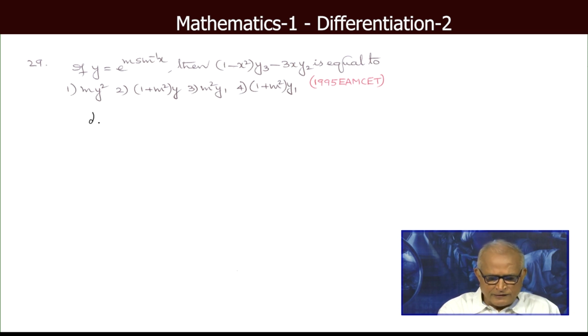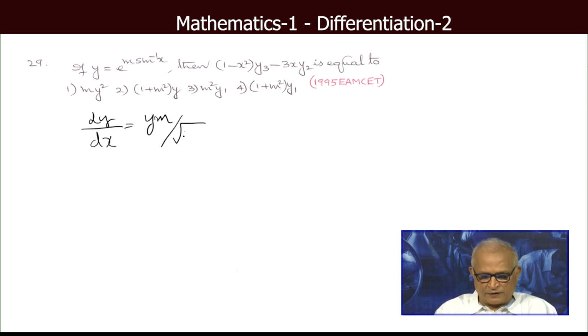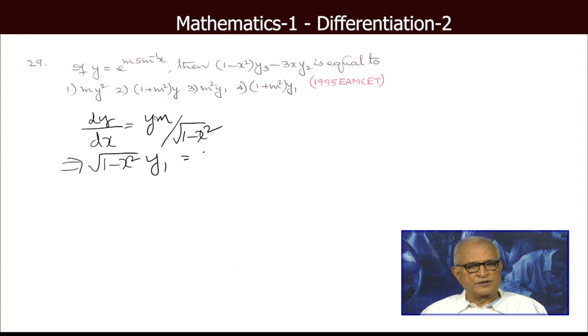So, dy dx is e power m sin inverse x into, that is y into derivative of m sin inverse x, m by root of 1 minus x square. Okay. Simple differentiation. E power m times sin inverse x derivative is e power m times sin inverse x, that is y multiplied by derivative of m times sin inverse x, which is m by root of 1 minus x square. Now, multiply throughout by root of 1 minus x square. Let us write y1, since the question has it that way, y1 means the first derivative dy dx, is equal to my.